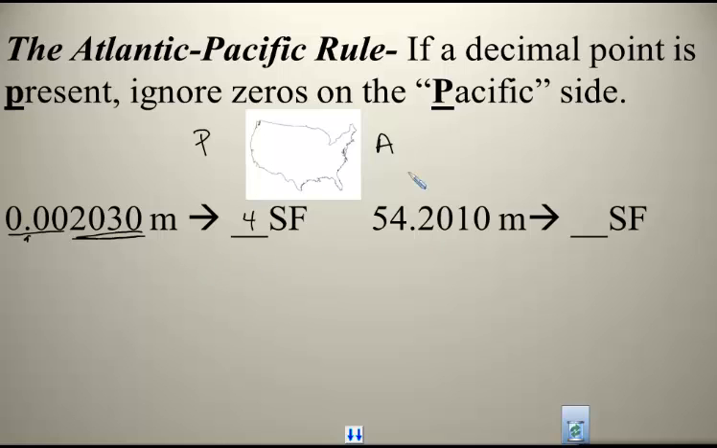All right. In this measurement, there's a decimal point present, but there's no zeros on the Pacific side of the measurement. There's nothing over here. So that means that every digit in this measurement is considered significant. So there'd be 6 significant figures in that measurement. All right. What about the Atlantic side?